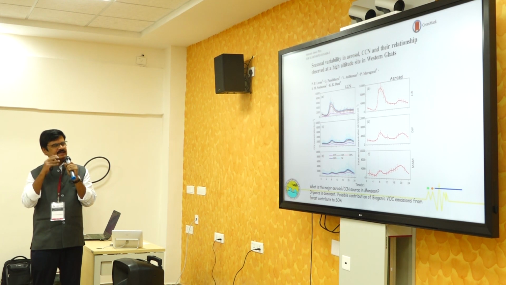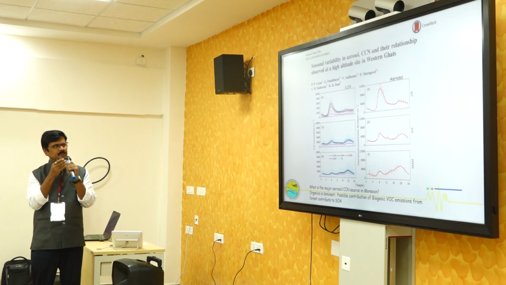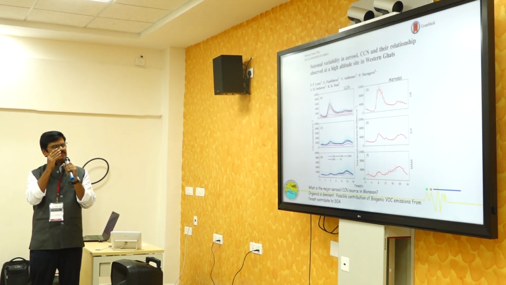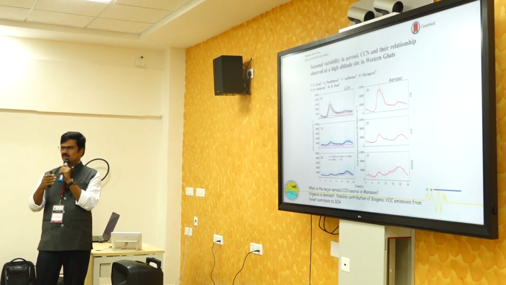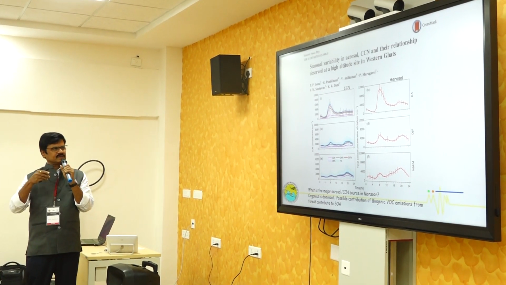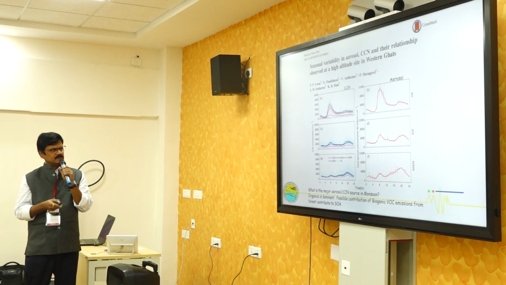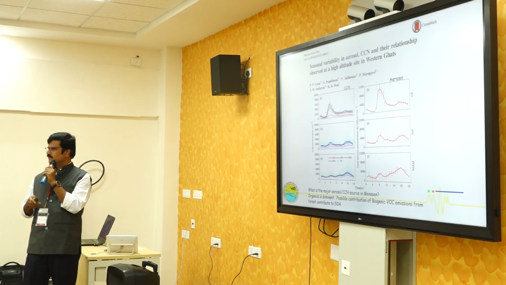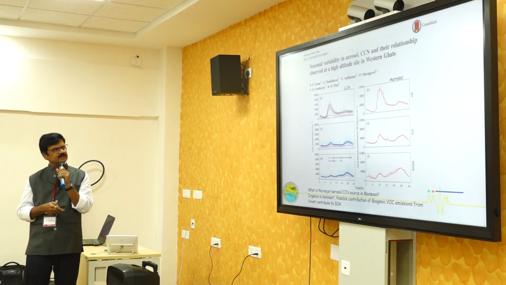In all these cases, the right panel shows aerosol concentration and the left column shows CCN concentration. And you can see different types of diurnal variation. In monsoon, you will see a huge peak in the morning as compared to afternoon. Whereas in winter, you have similar peaks in both morning and evening. In pre-monsoon, you have a higher peak in the afternoon. So it depends on the different sources available in that region.